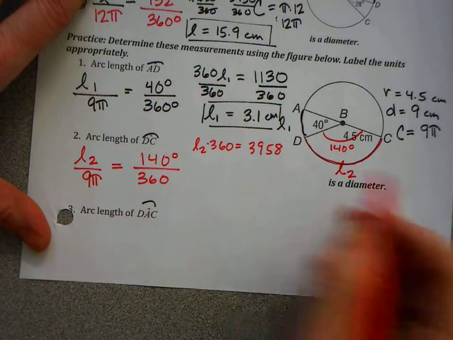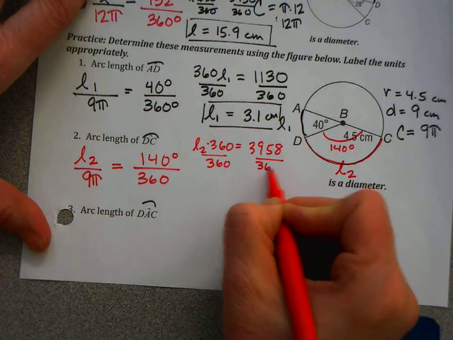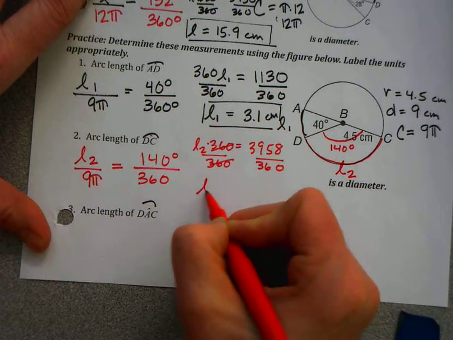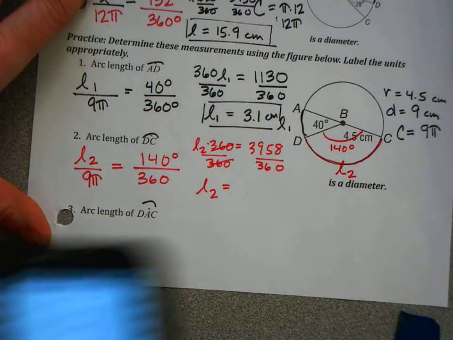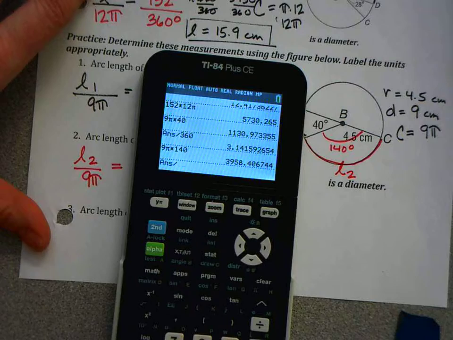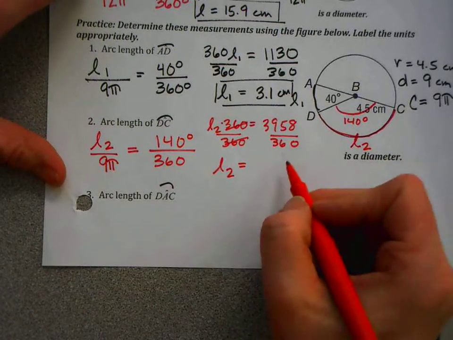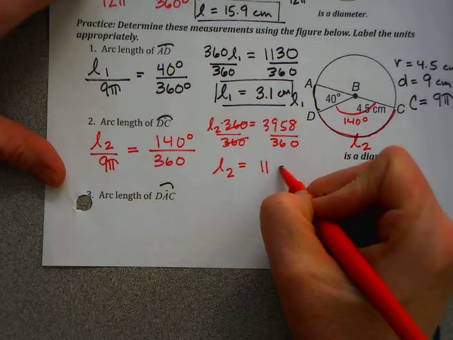3958. I divide by 360, and I get the arc that I want. It's already on my calculator, so I'm just going to divide by 360. I'm going to get 10.9, which I'm going to call 11. 11 centimeters.